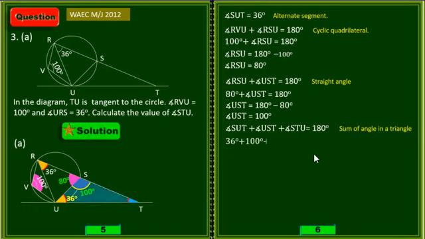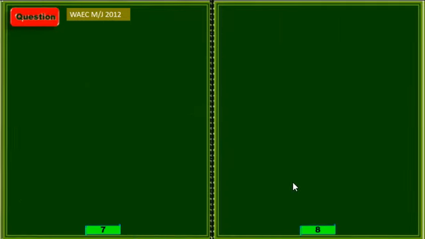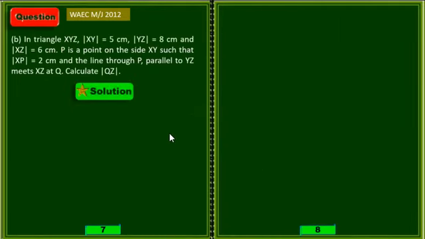We substitute the values. Then we make angle STU the subject. Therefore, angle STU is equal to 180 degrees minus 136 degrees. Angle STU is 44 degrees. That's the solution to question number 3A. Next, we are going to solve question number 3B together.